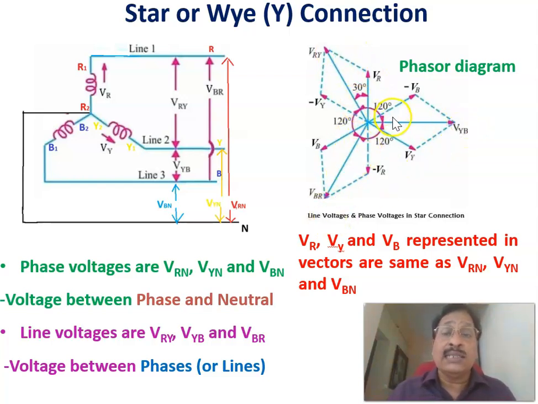Therefore, these voltages are called line voltages, and these voltages are called phase voltages. Phase voltage is the voltage between a phase and neutral, and the line voltages are the voltages between two lines. VR, VY, VB represented here are the same as VRN, VYN, and VBN. Then we can derive the relation between line voltage and phase voltage of a star connected system.